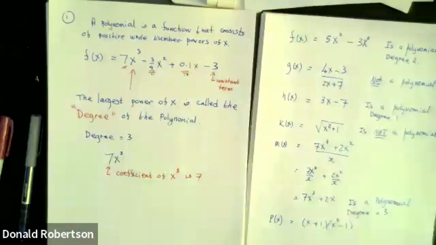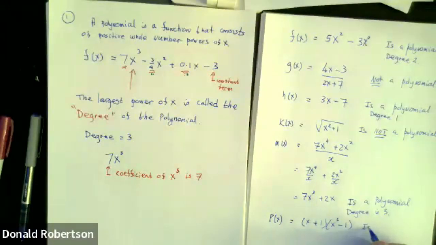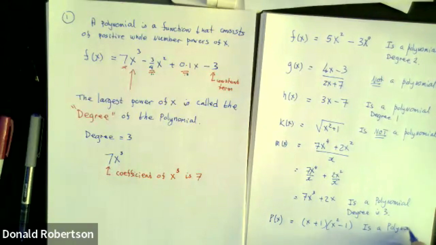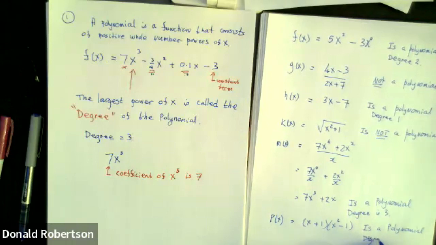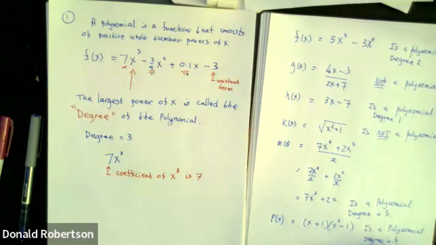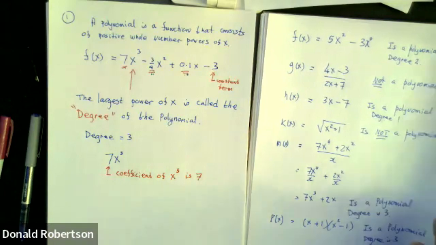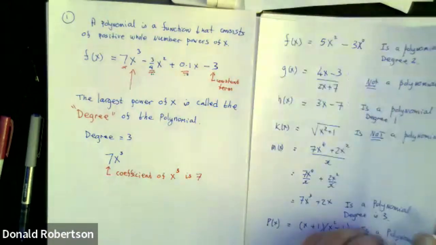Now, looking at this one, I hope you can look at it and say, yeah, it's a polynomial. And if you wanted to find out what it is, you could FOIL it out. So it is a polynomial. And its degree, you'll have to trust me on this, is 3. To do that, you would FOIL it out and get what you've got.